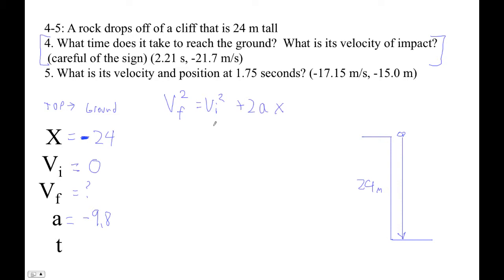Now we got to be careful here. So let's plug this in, right? The final velocity squared is 0 squared plus 2 times negative 9.8 times negative 24. Now to get rid of the square, I'm going to square root this, right? And then if I square root this, of course, the square goes away.